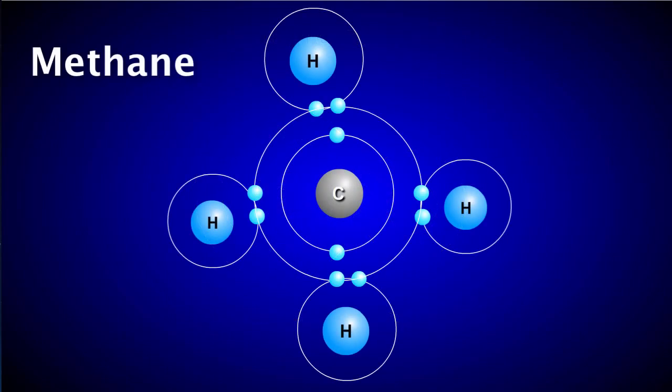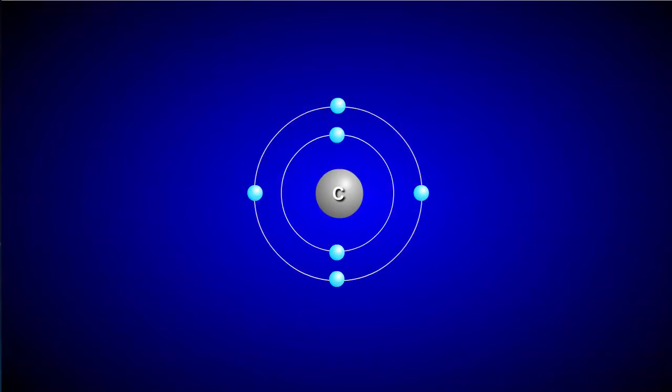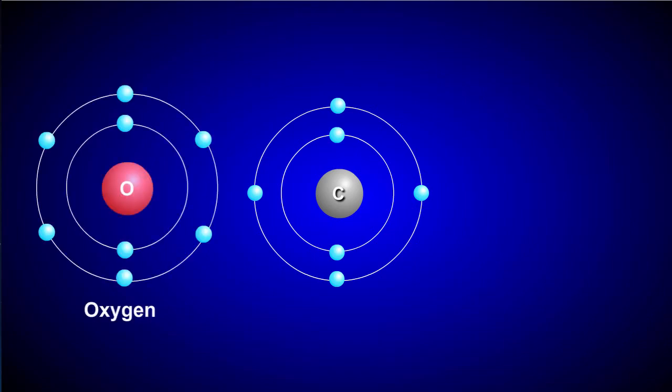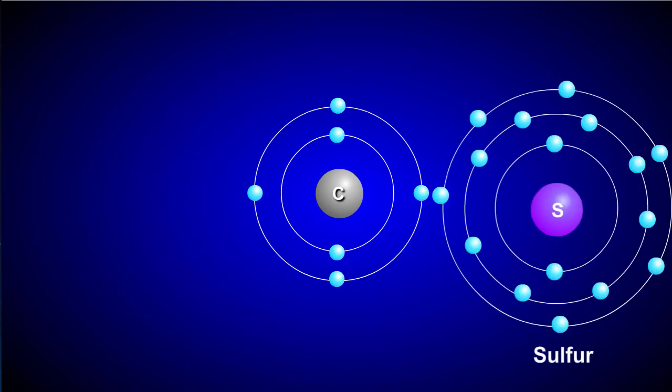Methane is one of the simplest organic molecules. Notice that the central carbon atom, by sharing electrons, has formed chemical bonds with 4 hydrogen atoms. Carbon is important for life because it's a very versatile atom. In addition to hydrogen, carbon can bind with a number of other atoms, including oxygen, nitrogen, phosphorus, and sulfur.